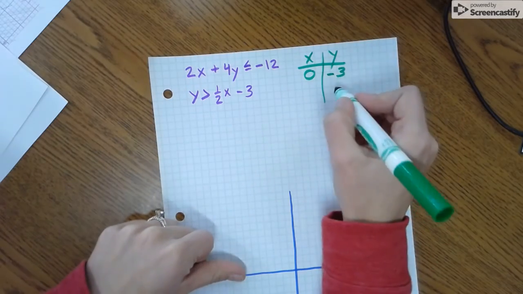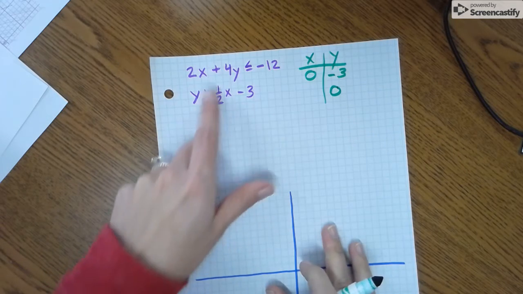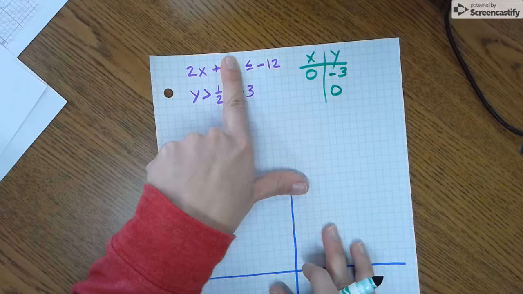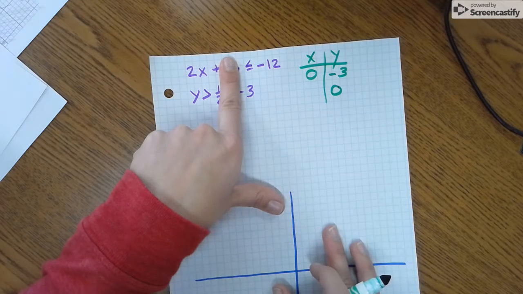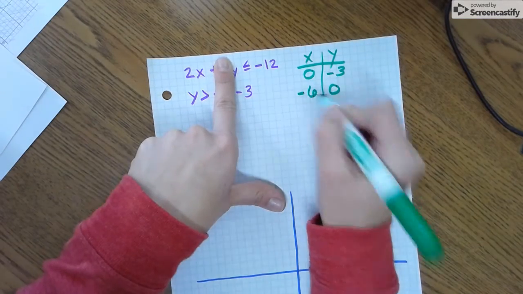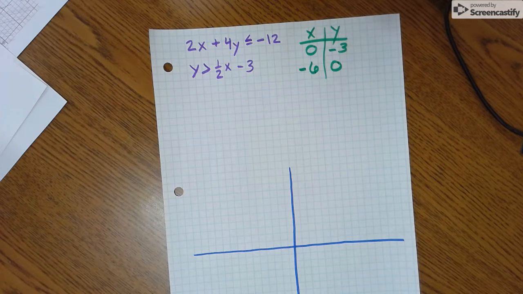All right, and then I'm going to find the opposite one. So I'm going to plug 0 in for y. Well, 4 times 0 again is 0. So really the equation I have to solve is 2x equals negative 12. So to get x alone, I would divide by 2. And negative 12 divided by 2 is negative 6. All right, so what I'm going to do is plot those points, and then draw a line connecting them.